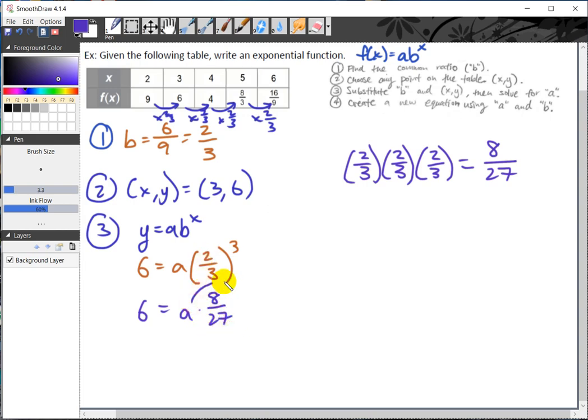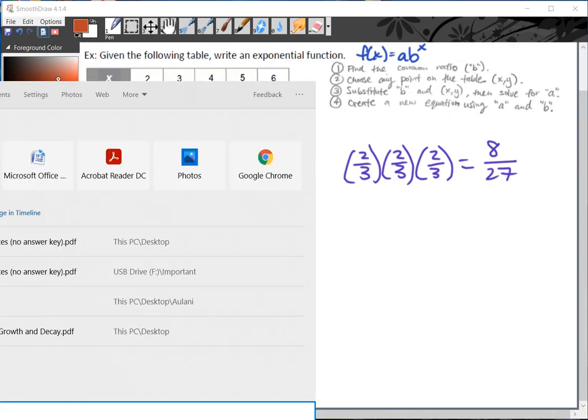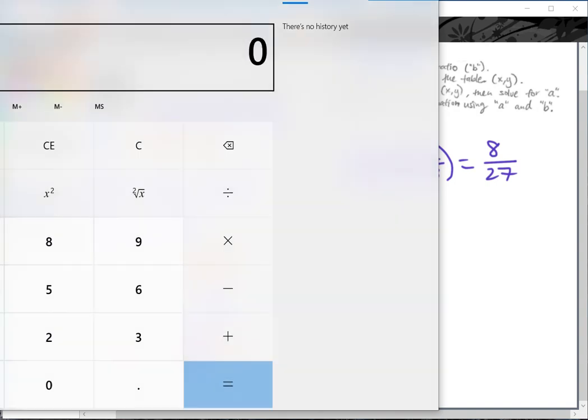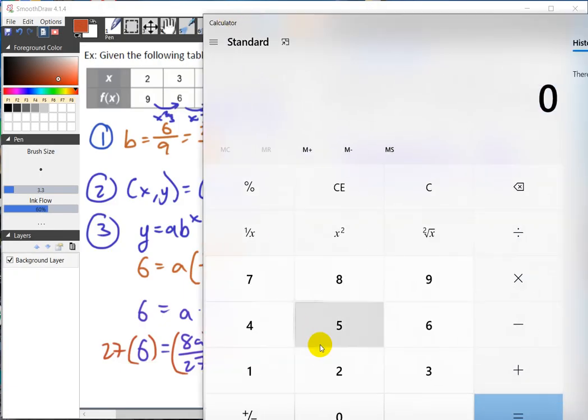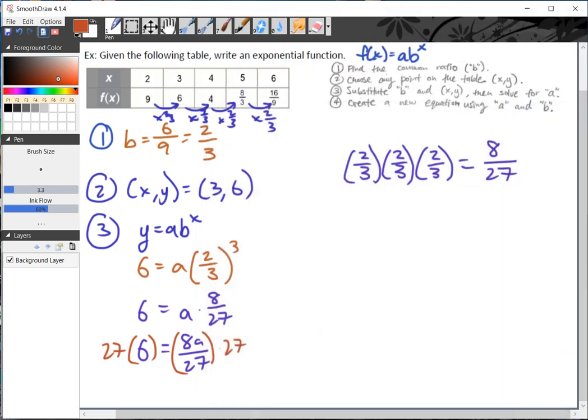To help us out, I'm going to put that a in the numerator. So this is 6 equals 8 times a divided by 27. Now this just becomes an algebra exercise. So we're going to multiply by 27, and I'm not sure what that is at the moment, so I just need to pull up a calculator. Okay, so 27 times 6, that's going to be 162. So this is going to cancel. So 162 equals 8 times a.